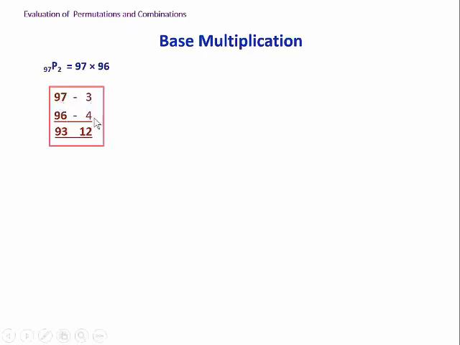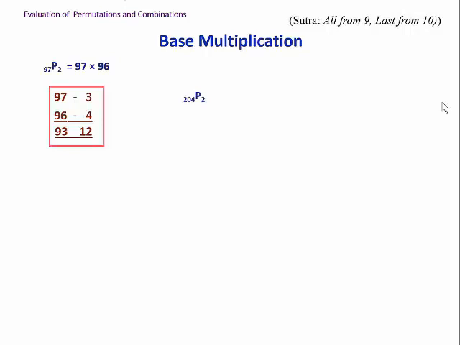Base multiplication is a topic from Vedic mathematics. Suppose that we want to find 97p2. That means two numbers multiplied together from 97 downwards. So that means 97 times 96. So clearly we can do base multiplication for that because the numbers are both near to 100, and I'll assume you're familiar with this. We simply take the deficiencies of the numbers from 100, cross-subtract to get the first part of the answer, and multiply vertically to get the last part. So the answer is 9312. And this comes under the sutra, all from 9 and the last from 10.